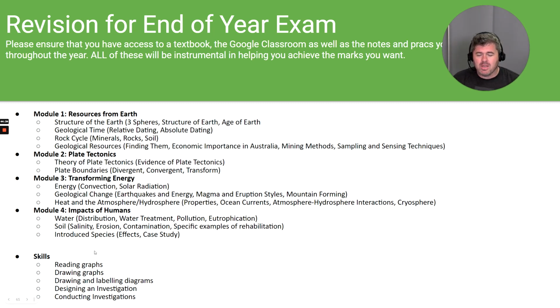All right? The biggest thing I want to bring your attention to is the stuff down the bottom here for skills. You need to be able to read and draw graphs. Interpreting visual data is crucial when you're looking at any form of science, in particular, earth and environmental science. You need to be able to draw and label diagrams. You need to be able to design and conduct an investigation. Now, if you can do those 5 things and you can do them comfortably, then you've got many of the skill questions sorted. The content questions, you're going to have to go back over your notes. Okay?